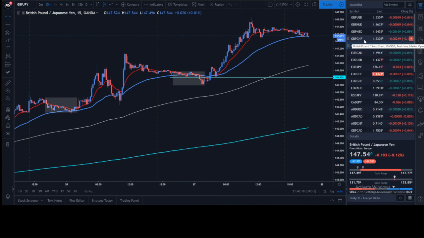All right. So, guys, that was pretty much all the setups. A bunch of setups. 12 different pairs had setups today during London or US session. All right. So, a lot of pairs were tradable today.